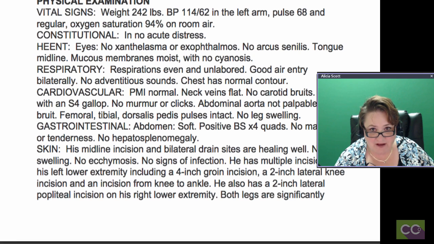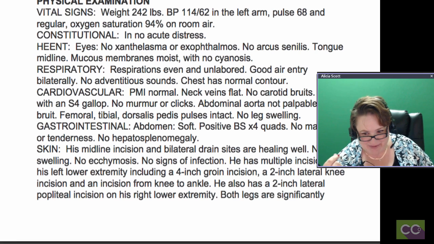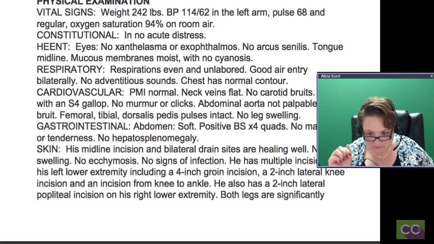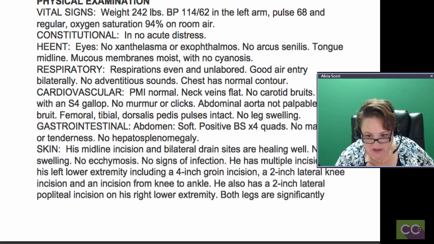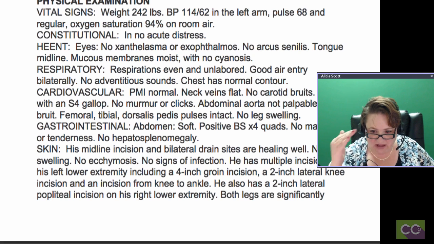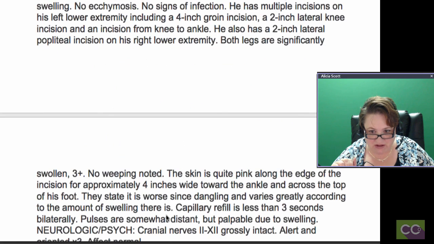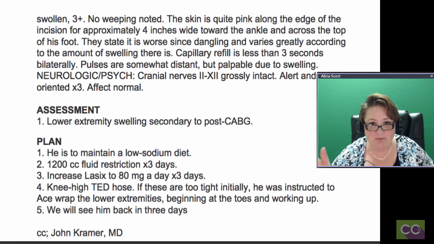Well, that's a copy and paste, because right above that, it was swelling while he was sitting there talking to them. So anyway, you have to be very careful about what you're reading. And then the skin is also where we're going to see where this contradicts it. See, it says he has, let's see, an incision. Both legs are significantly, and then scroll down. And I think that says, we'll say swollen. Swollen, +3. Okay, no weeping noted, and now we're talking about the integrity of the skin and stuff like that.